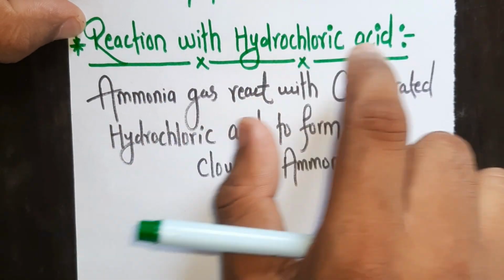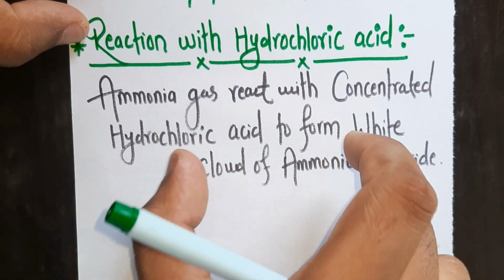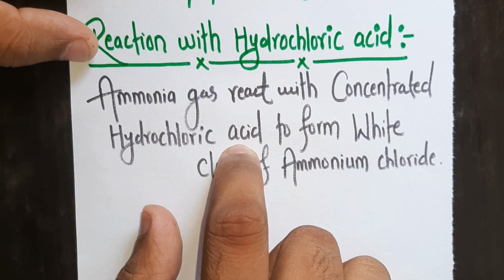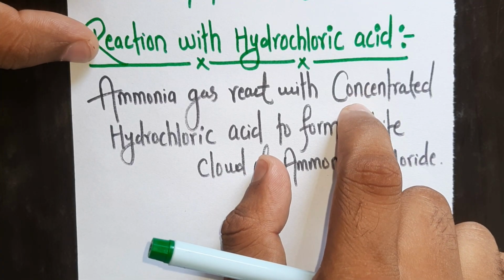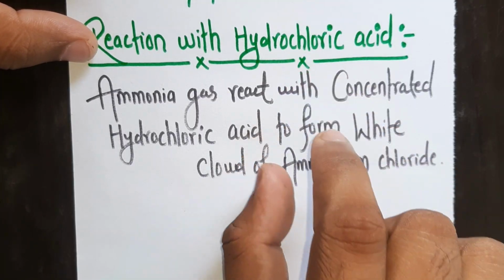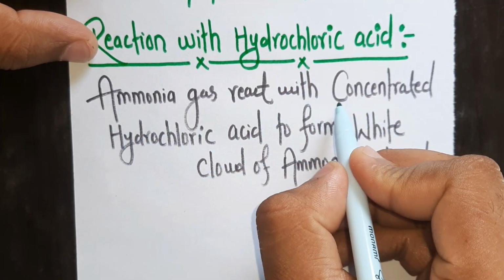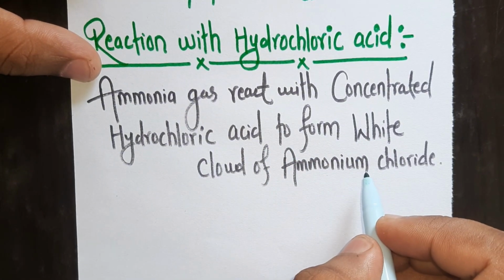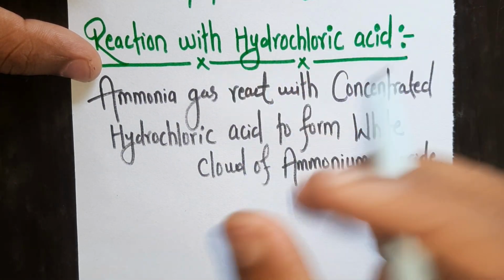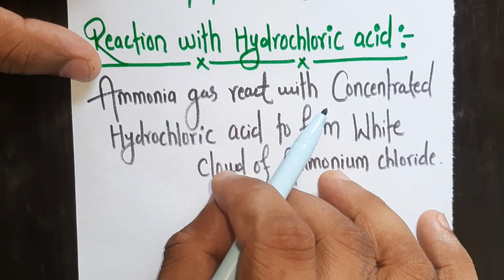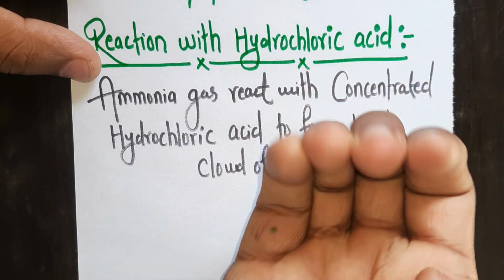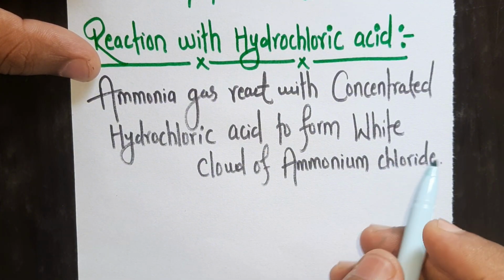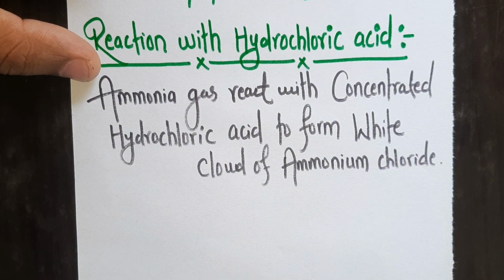And now see here, the next test method. How will we test? Method number 2: ammonia gas reacts with concentrated hydrochloric acid. Ammonia gas reacts with concentrated hydrochloric acid to form a white cloud of ammonium chloride. It forms a white cloud, like a fume. As soon as you react ammonia gas and hydrochloric acid, a fume-like, very big cloud-like thing appears. We call that ammonium chloride. Let's write it in reaction form.